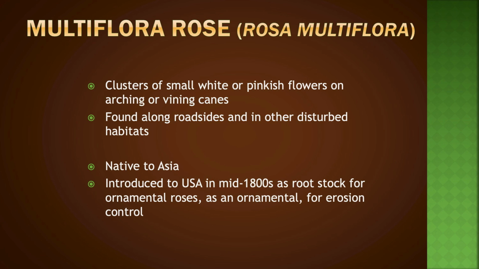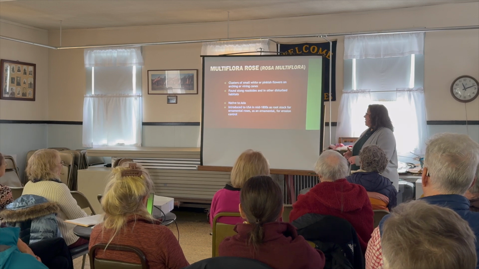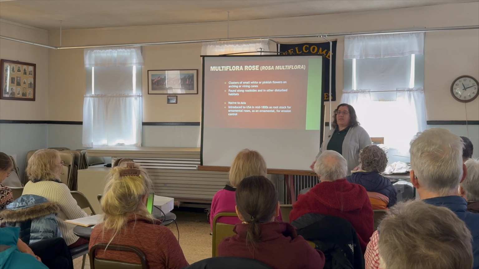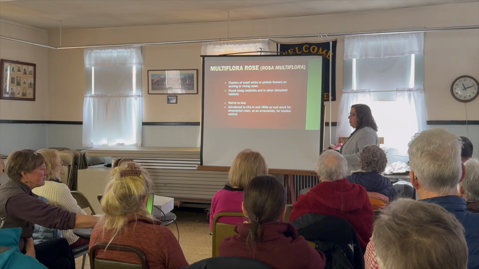You'll find these along roadsides, in disturbed habitats, what we call edge habitat, like along a road or around a farm or places like that. It was introduced again back in the mid-1800s. You're seeing a pattern here, but this was actually being used as rootstock for ornamental roses. But then it was also being planted as an ornamental species and for erosion control, which led to it being spread to a lot of unmanaged areas.